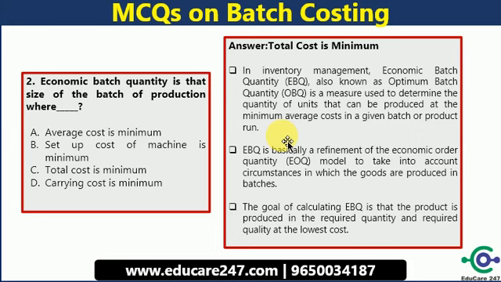So basically this is a refinement of the economic order quantity. It is a very popular term in the costing chapter, economic order quantity. So EBQ is a refinement of EOQ to take into account circumstances in which the goods are produced in batches. So the ultimate goal of calculating this EBQ is that the product is produced in the required quantity and required quality at the lowest cost, as I told you earlier.